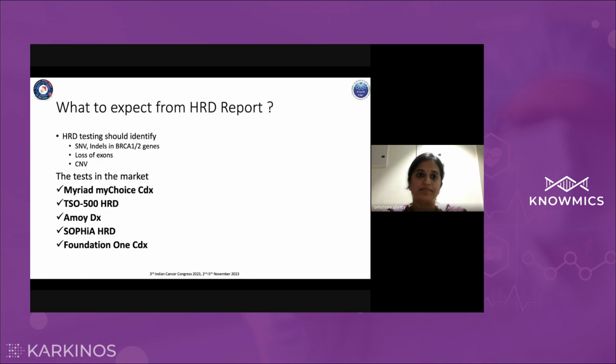Next slide, please. So once we do all these, what to expect from the HRD report? What are we supposed to see? A test should be able to identify single nucleotide variations, whether there are any indels in the BRCA1 and 2 genes, whether there is any loss of exons, and whether there are any copy number variations. The tests in the market, of course, there are many players, and there are even laboratory developed tests coming up for HRD. But the most commonly known are Myriad, TSO 500, Foundation One. These three are FDA approved. Then Amoy DX, Sophia HRD. Next, please.